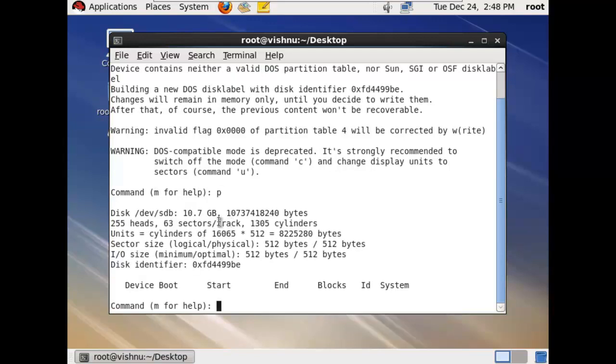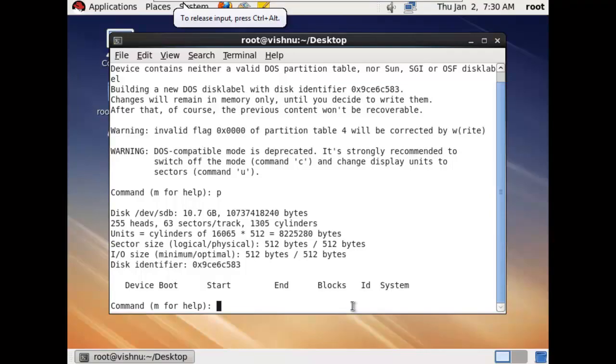So guys, here you can see the size of this SDB, or you can see the second hard disk, is 10.7 GB, and no partition is created on this SDB. So it is just like an empty hard disk. Now guys, we will create two volume or two partition on SDB, and guys, one volume will be having the space of 5 GB, another volume will be having the space of 5 GB.